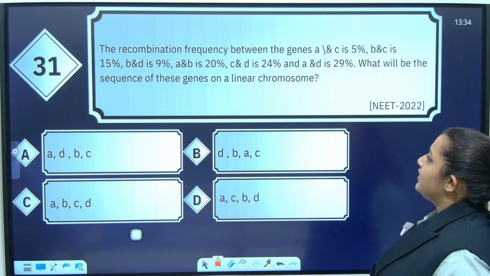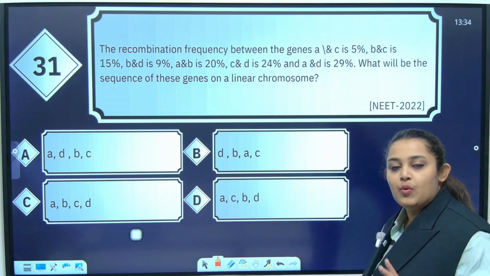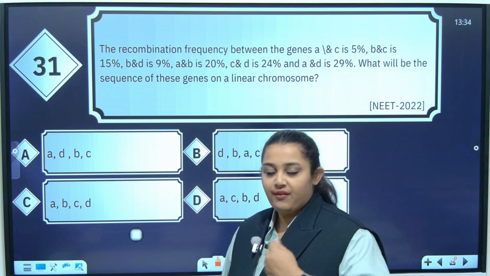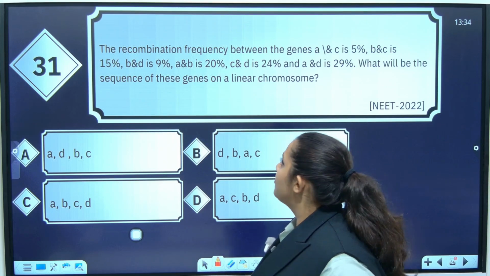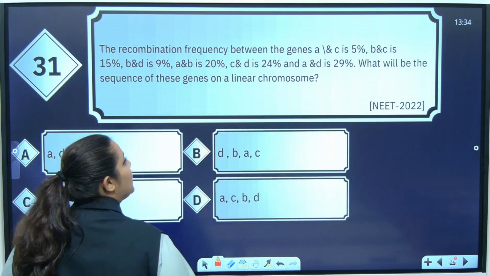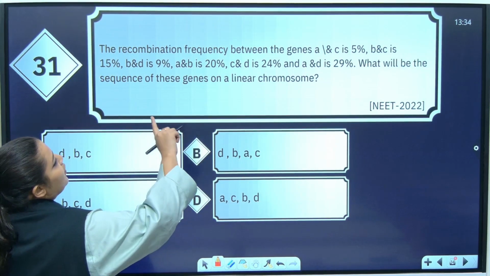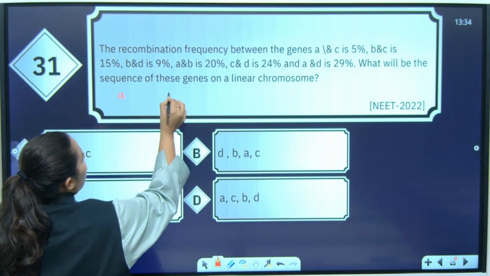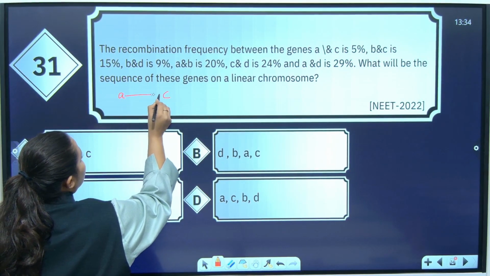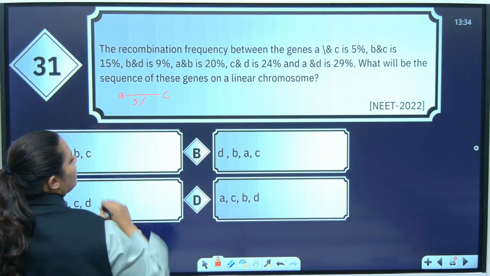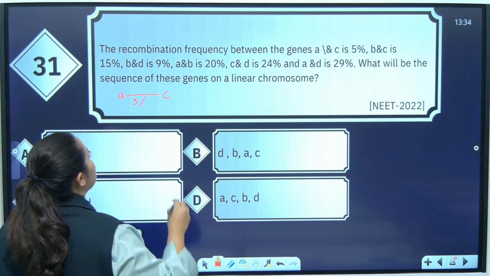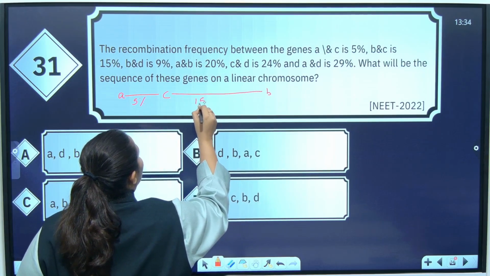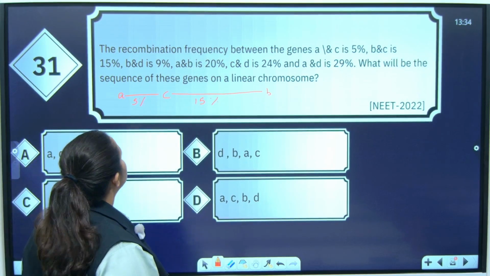Next one, the recombination frequency. Now, beta, these kinds of questions mean that you have to align them, one after the other, how they are present on the chromosome. So this is very easy. Let's work it out. The recombination frequency between genes A and C is 5%. Between B and C is 15%. Let's see. I'm just randomly writing it. We'll work it out later.